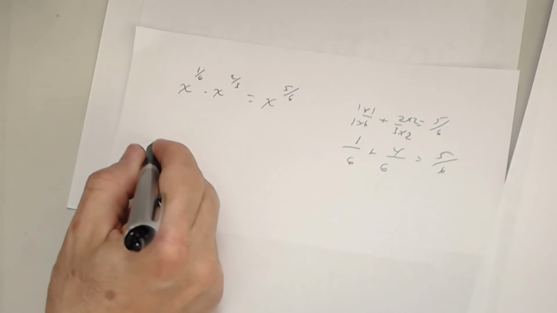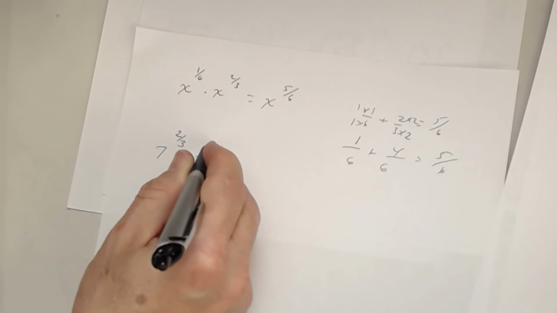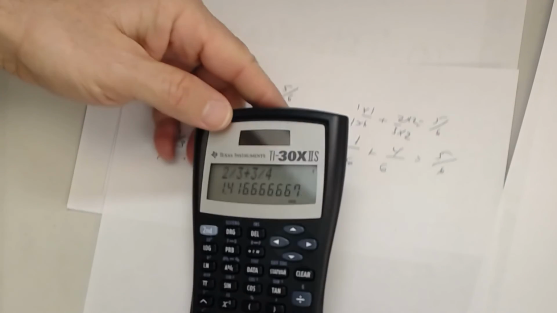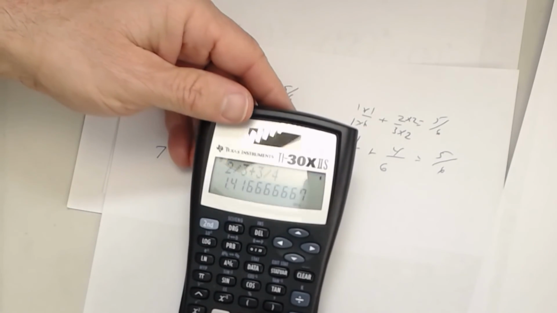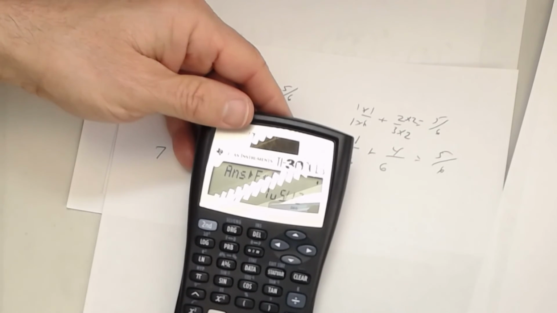Let's look at this one. Suppose you had 7 raised to the 2/3 times 7 raised to the 3/4. Can I use the product rule? Yes or no? Yes, because the bases are the same. They're both 7s. So all I need to do to the exponents is do what to them? Add them up. So in your calculator, what's 2/3 plus 3/4? 2 divided by 3 plus 3 divided by 4. You get this decimal, 1.4166666. Second, P or B, press equal. You get 1 5/12.